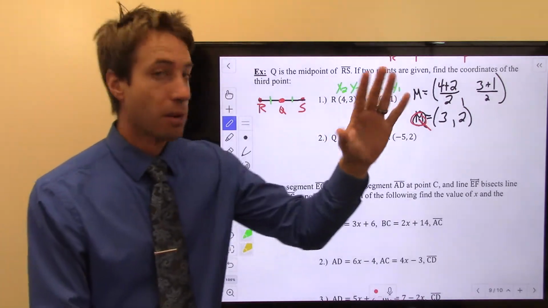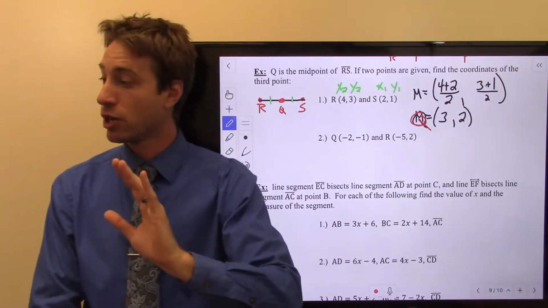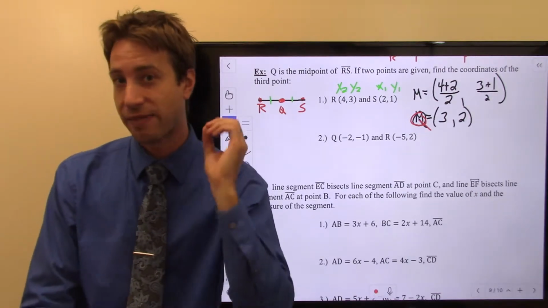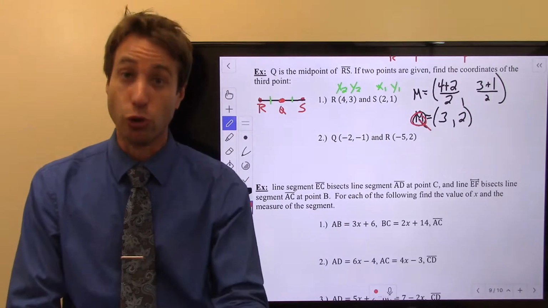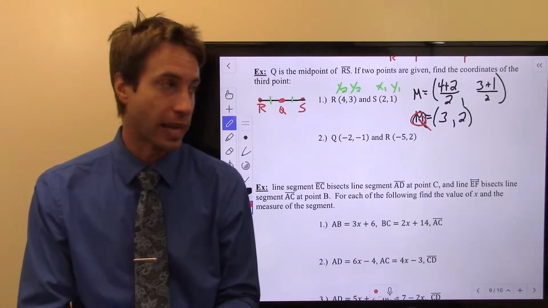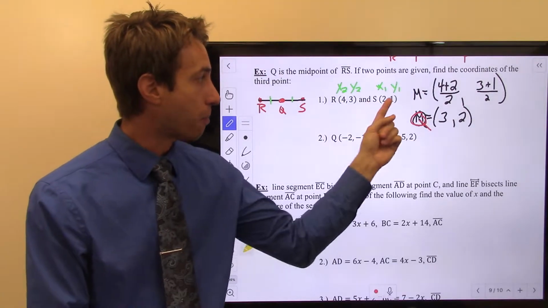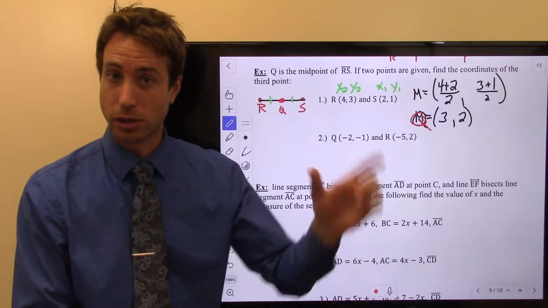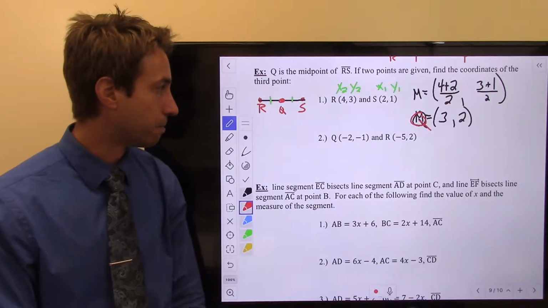If I were to plot these out on a coordinate plane, which feel free to do, please, if that helps you visualize it, do it. Anything that helps you, please use those visual aids. If I were to plot R, plot S, the point 3, 2 would be the midpoint of those endpoints, right in the middle.